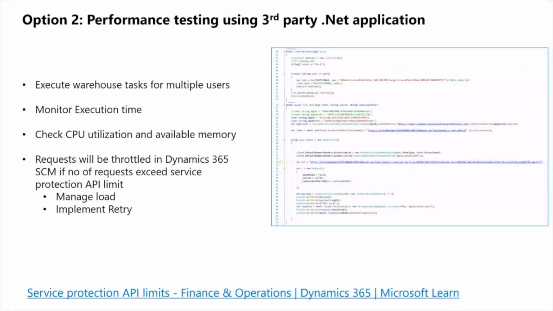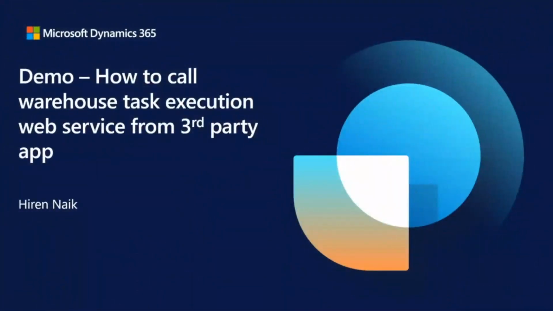The only thing you need to keep in mind while doing performance testing using this approach is that the third-party application calling the warehouse app tasks execution web service request can be throttled based on the number of requests you are processing. For example, if you are processing more than 6,000 requests in 5 minutes, then the request might be throttled and you will be presented with a 429 response. So you need to handle these 429 responses using the retry option so that your request will be processed accordingly. Let us see a demo of how to call a web service from the third-party application.